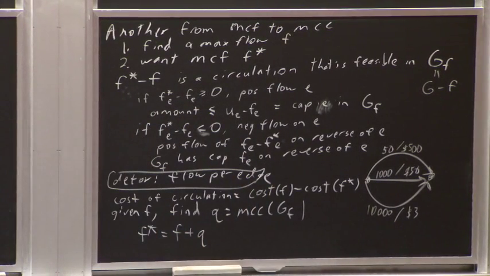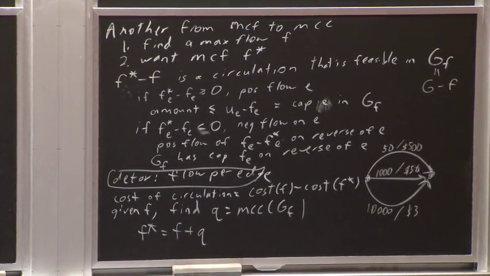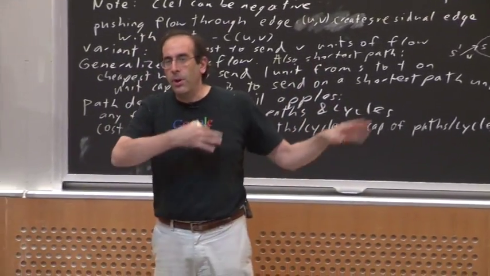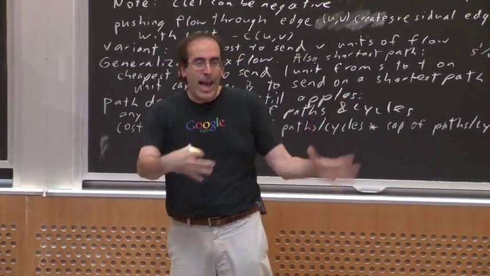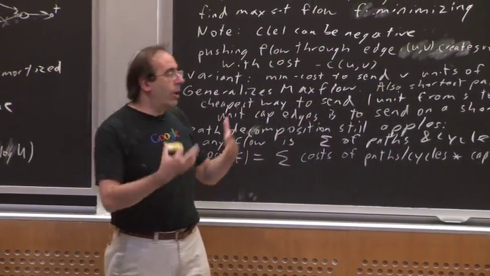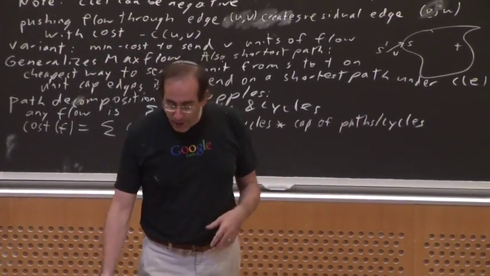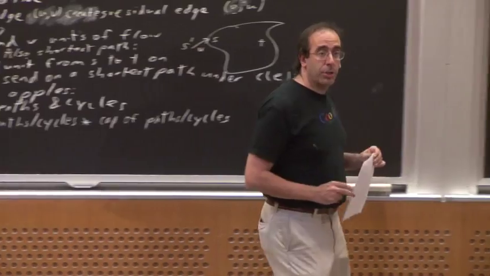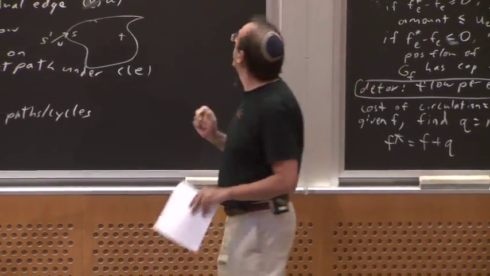So first you find any old flow in order to use up the capacity. Then you find a min-cost circulation and use that to shift to the actual min-cost flow by adding that circulation to the flow. So this provides a second method for solving min-cost flow by doing a min-cost circulation. Okay. Good.